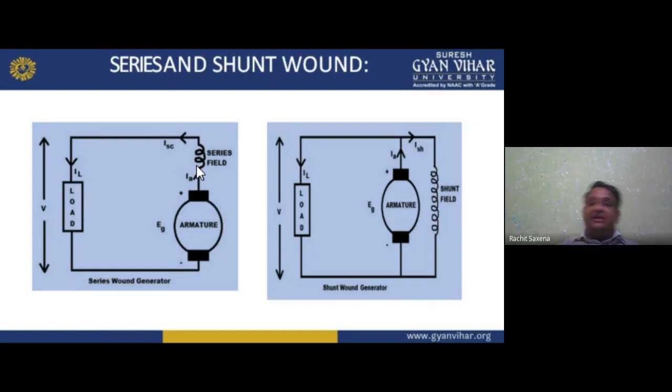But the thing is that we use thick wire and few turns. So resistance is less, current is higher. Current capacity is higher, but resistance is lower.